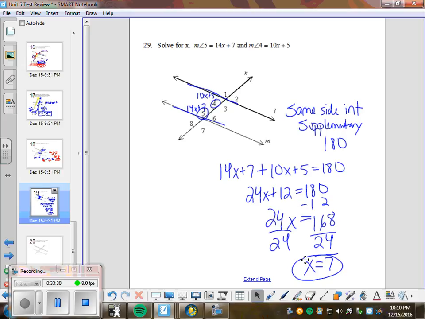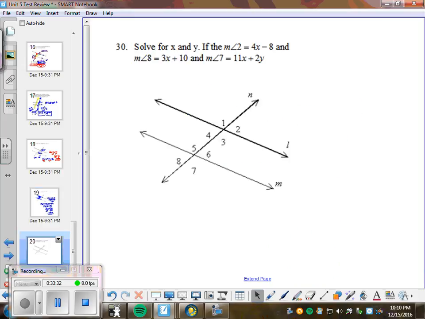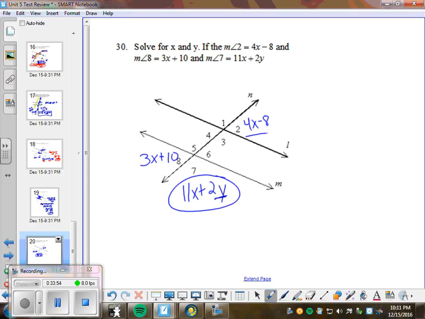Okay, last one. Solve for x and y. So this one's a little more complicated. 2 is 4x minus 8. 7 is 11x plus 2y. So this is where the y comes in. And 8 is 3x plus 10. All right, I can't do anything with this x and y together. I've got to use this one and this one because they're both x's. So what relationship does 2 and 8 have?